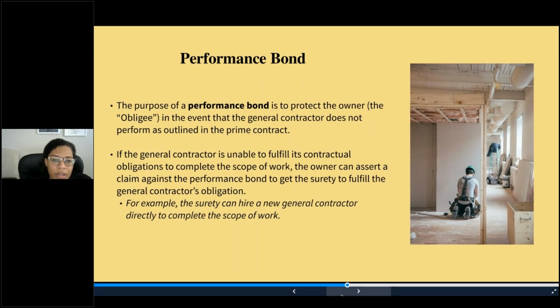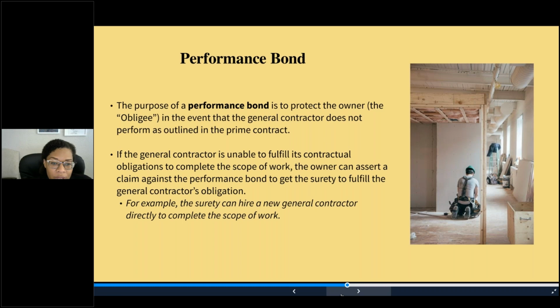The purpose of a performance bond is to protect the owner, or the obligee, in the event that the general contractor does not perform as outlined in the prime contract. If the general contractor is unable to fulfill its contractual obligations to complete the scope of work, the owner can assert a claim against the performance bond to get the surety to fulfill the general obligations of the contractor.